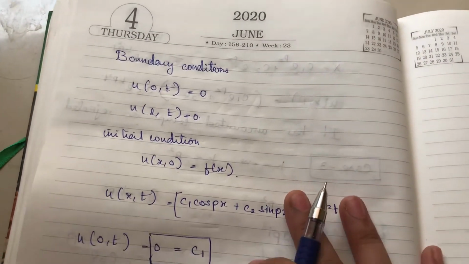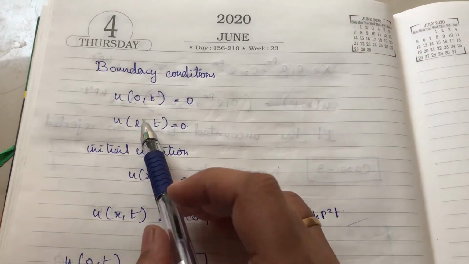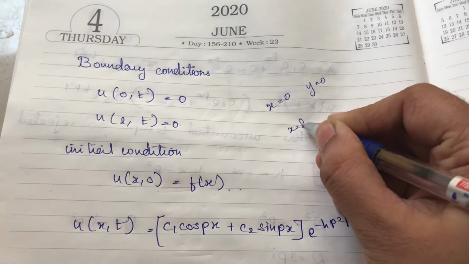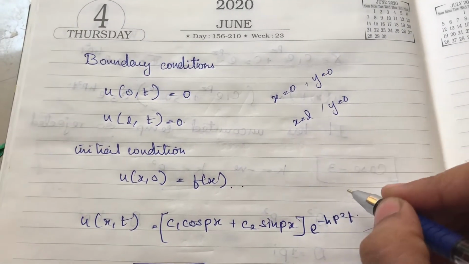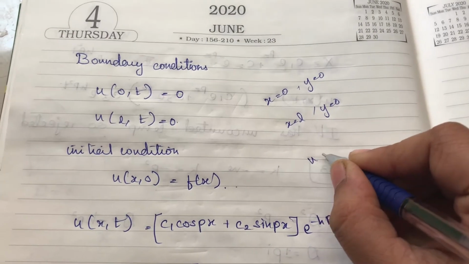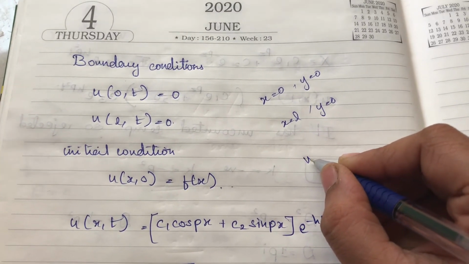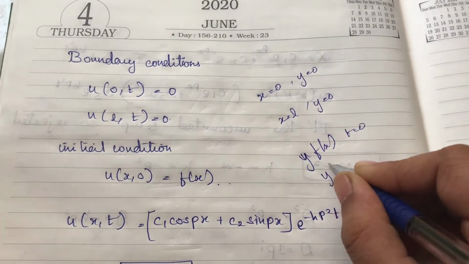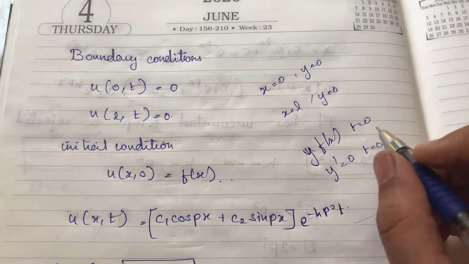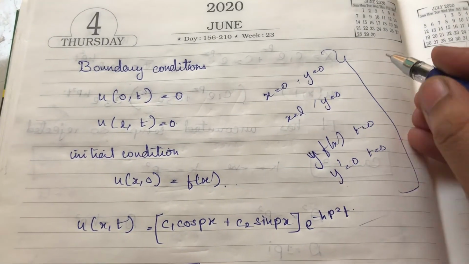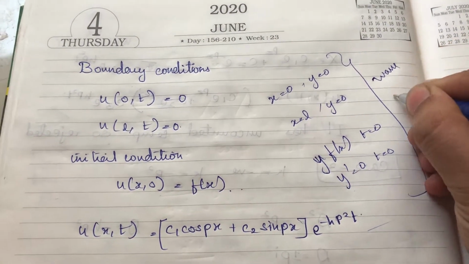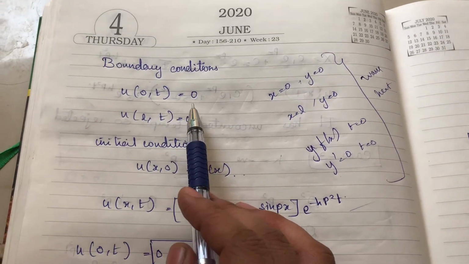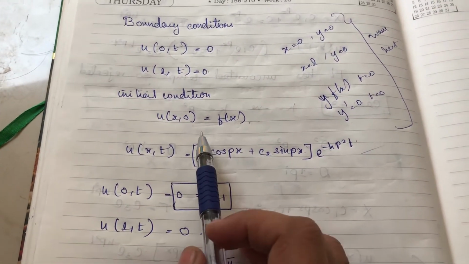Okay, so I am just applying the boundary conditions and the initial conditions. We know that the boundary condition is what? If x is 0, y equal to 0. If x is equal to L, y is also 0. This is the boundary condition. And the initial condition is what? y equal to f of x if t equal to 0. And y dash is equal to 0 if t equal to 0. These are the conditions, both for the wave and heat. Okay, so just substitute all these things here. So u of 0,t is equal to 0. I am just substituting.